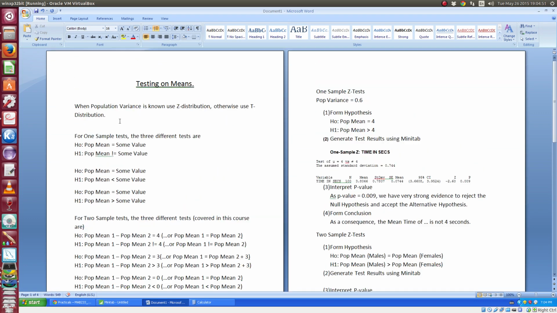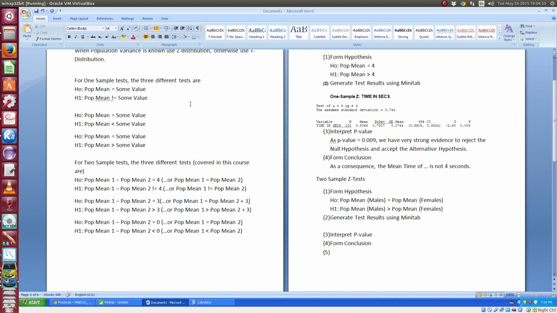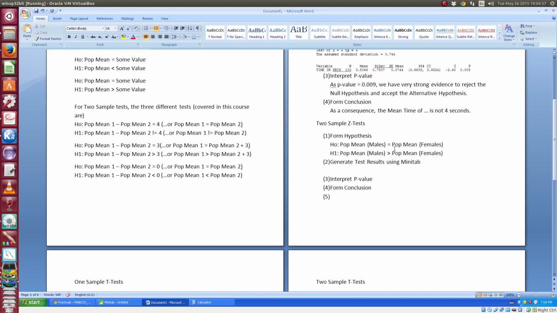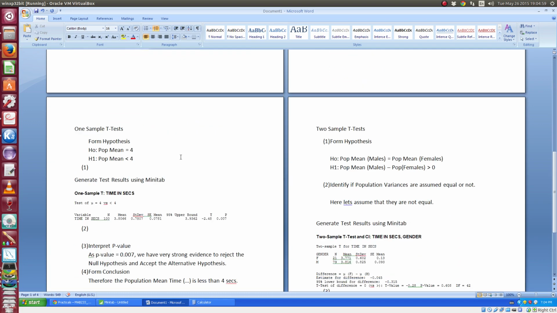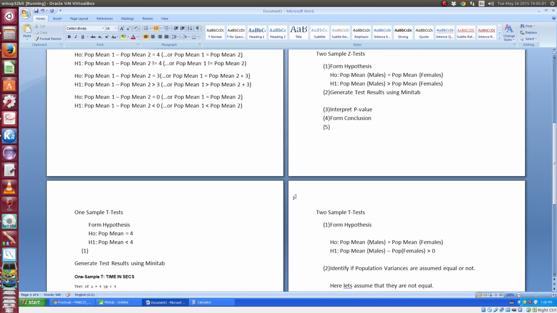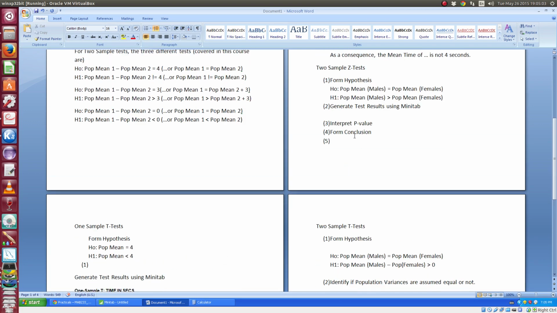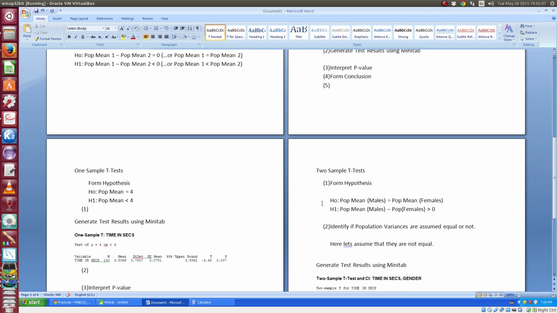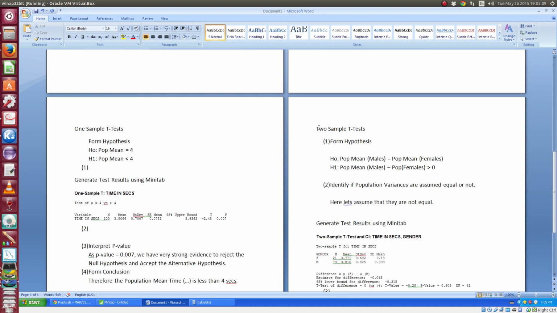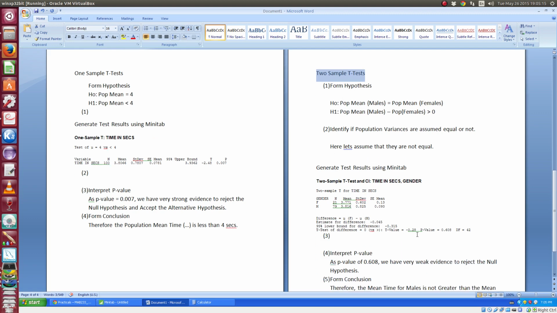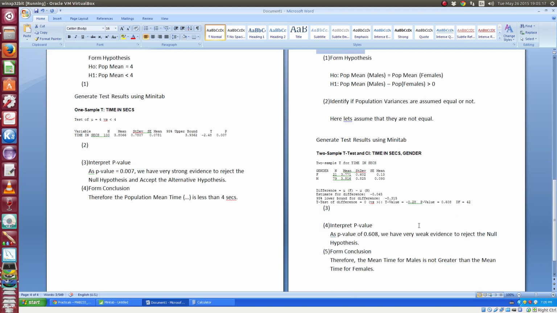When you're dealing with a one sample situation, you've either got the Z distribution, when you know the population variance. If you don't know the population variance, that's when we do a one sample t-test, which is covered here. We're not going to consider the two sample Z-test because it very rarely happens in real life. Then when we're dealing with two samples, comparing two different means against each other, we can attack it this way using the t-distribution.